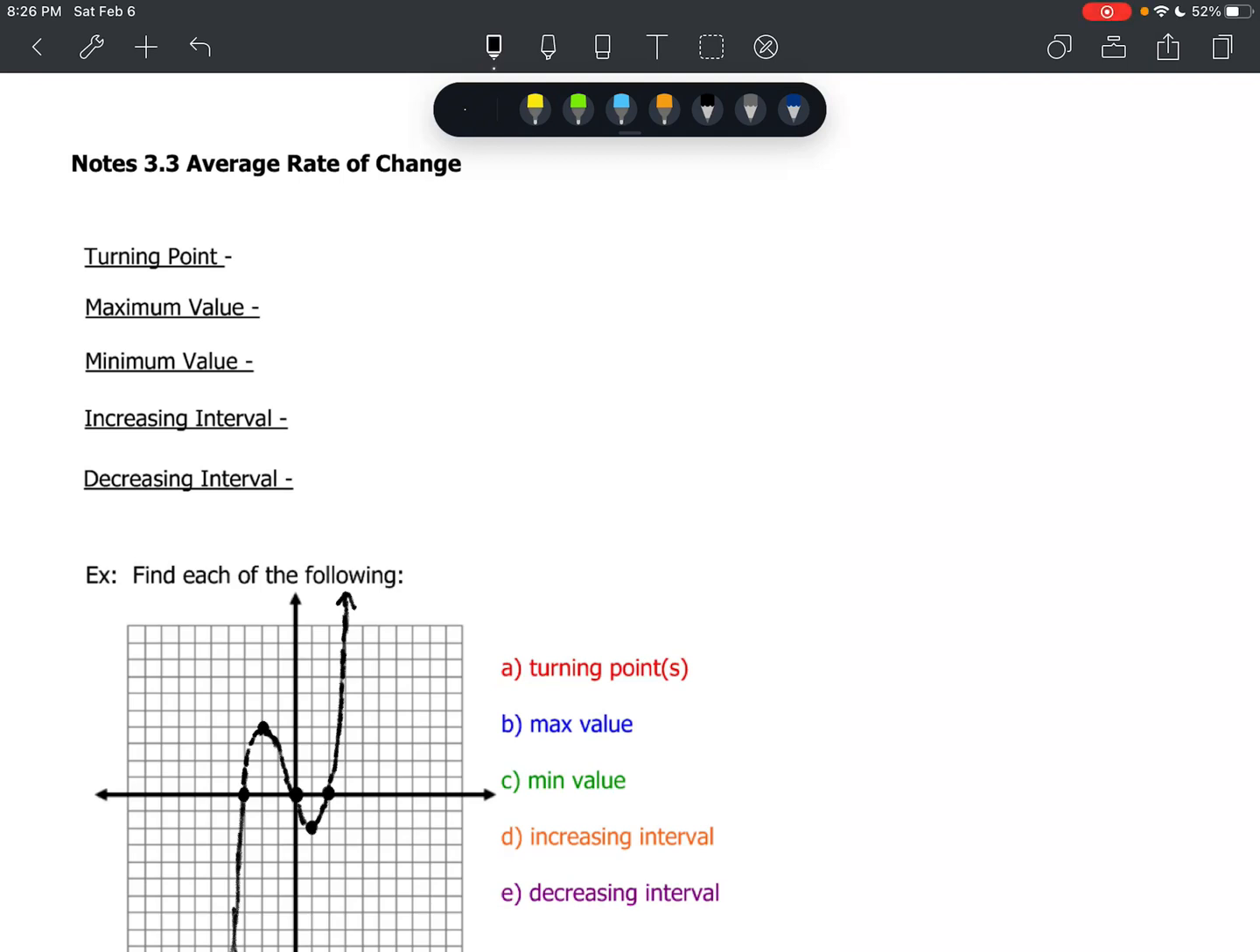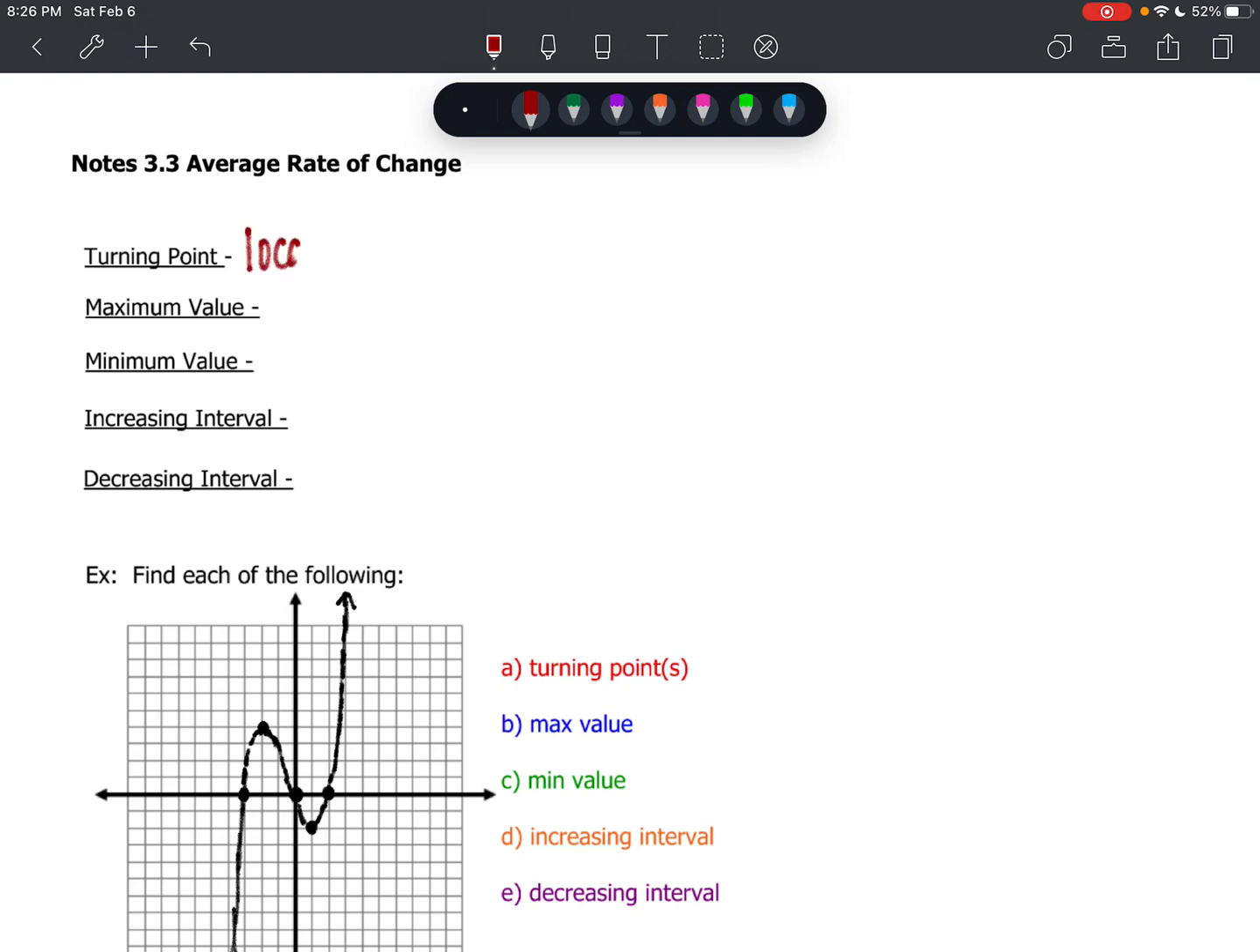We're going to revisit parts of a graph, such as the turning point, maximum value, minimum value, increasing and decreasing intervals. So let's just make sure that we understand what all of those terms mean. So what a turning point is. A turning point is the location of the graph. It's the location where the graph goes from increasing to decreasing and vice versa.